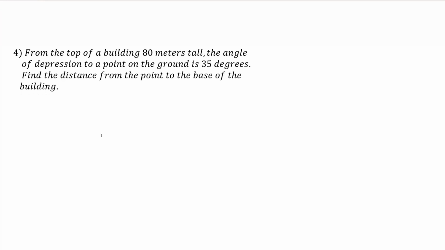So this example says, from the top of a building 80 meters tall, the angle of depression to a point on the ground is 30 degrees. Find the distance from the point to the base of the building. All right, so you have a building that is 80 meters tall. So here's the building, and that building is 80 meters tall, so it is 80.